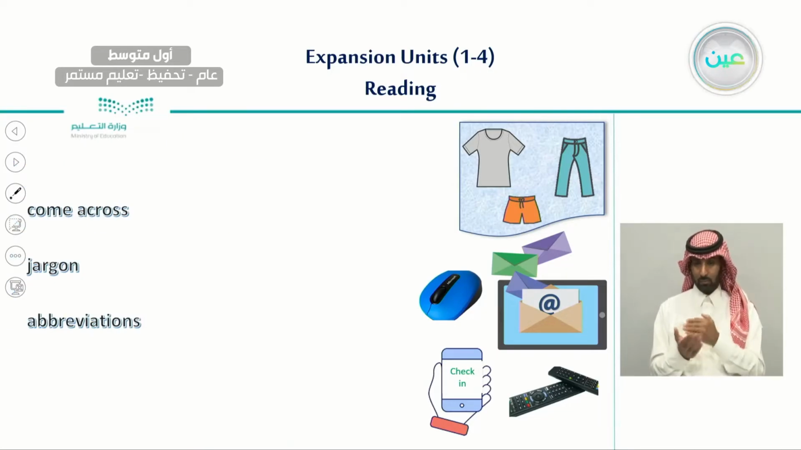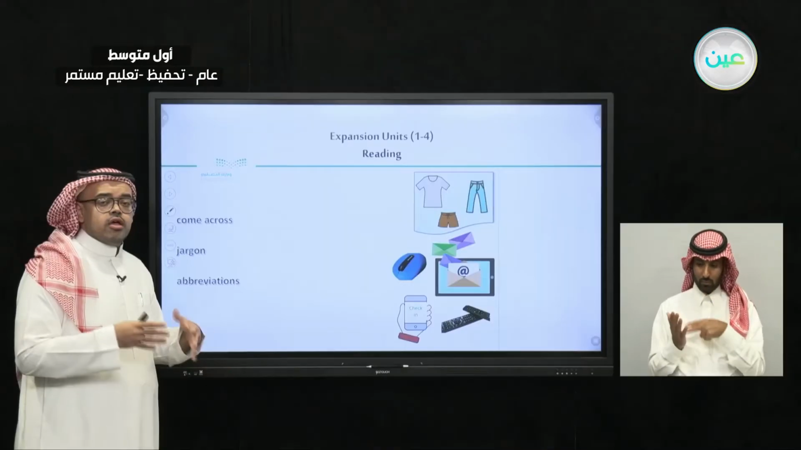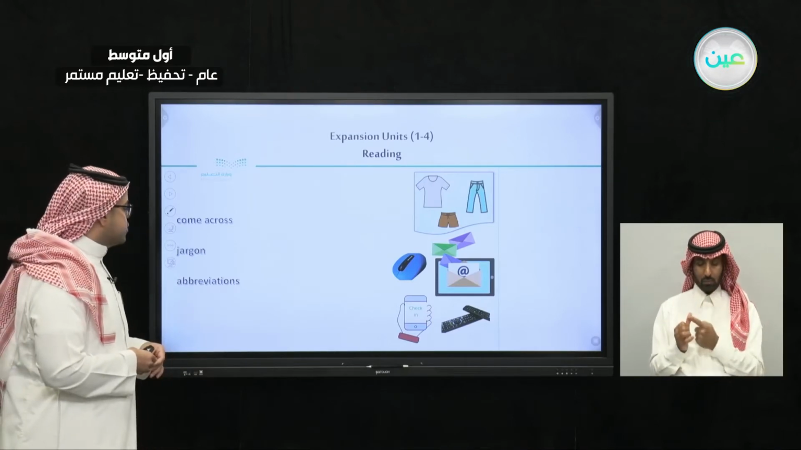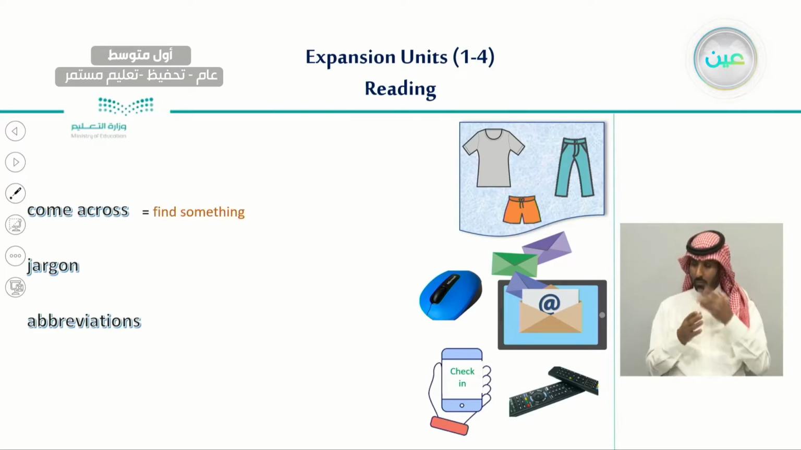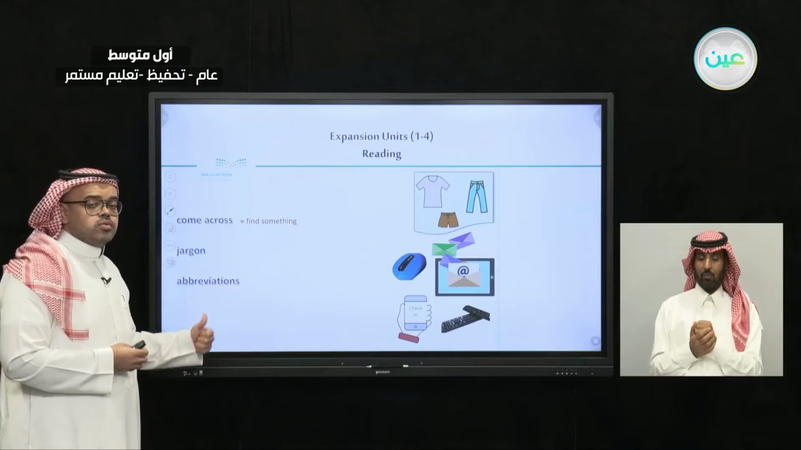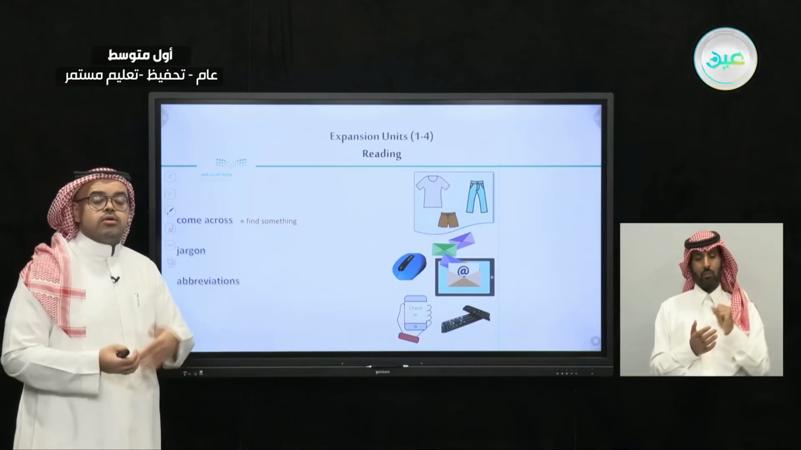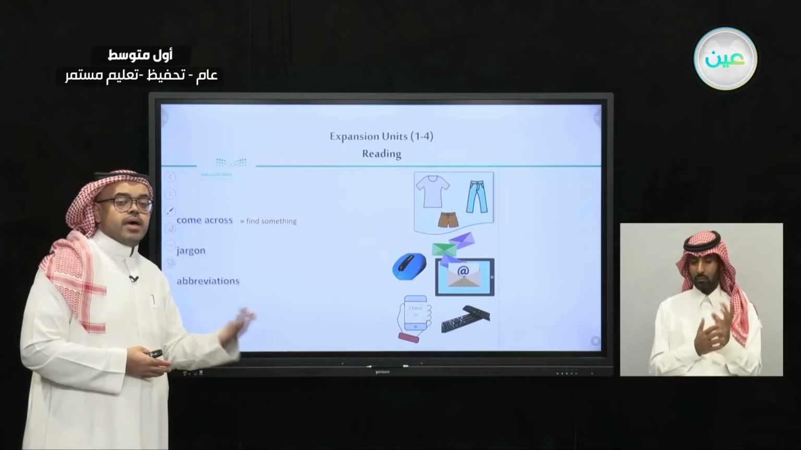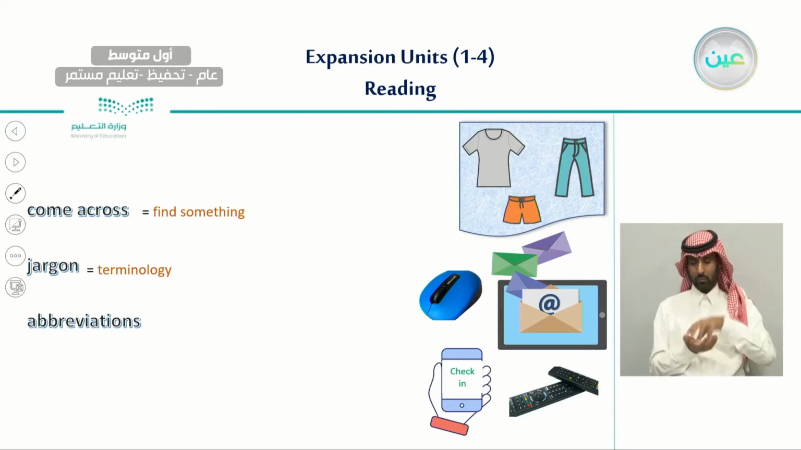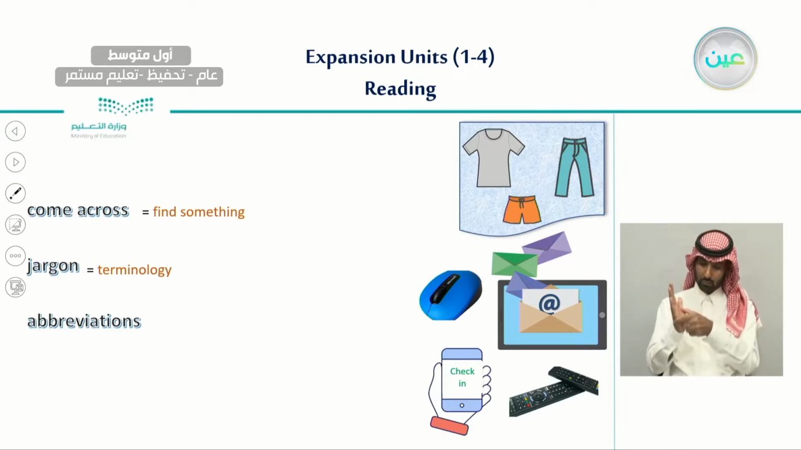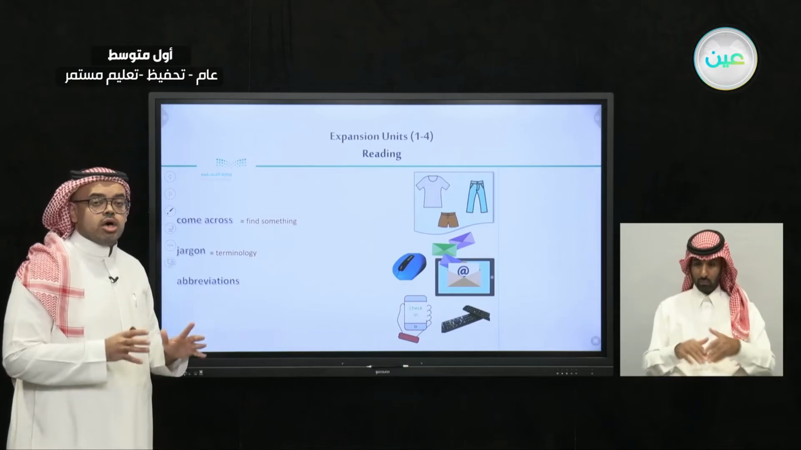And before we do this, here we have certain expressions that we read in this text. Let's explain them. The first expression we have is come across. When we say that we come across something, it means that we find it. The other word we have is jargon. When we say computer jargon, like for example, mouse, drag, click, what do we mean by jargon? It is terminology, a list of words related to a certain field.